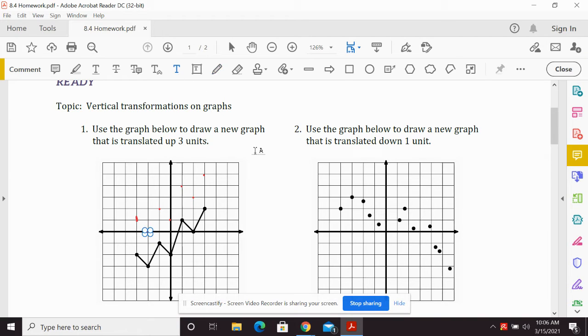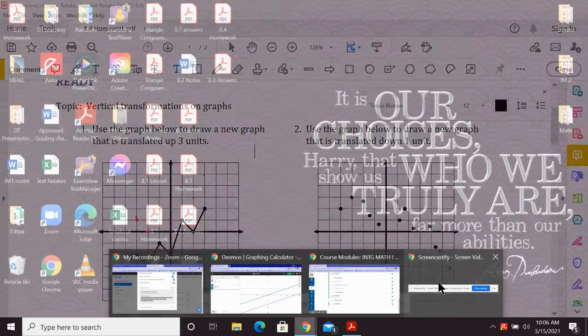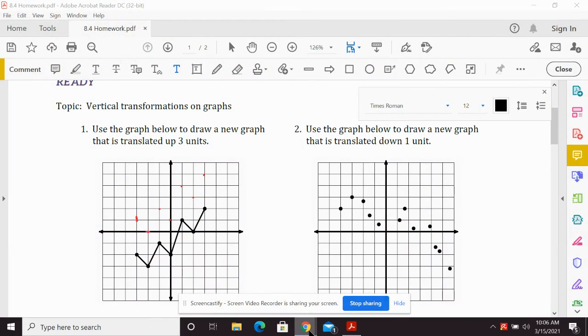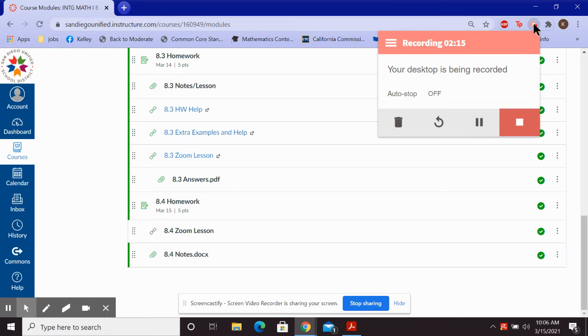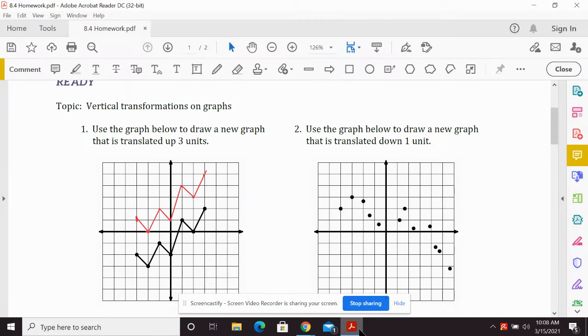Then you have to connect all of your points with a line. Hold on. Let me pause you to do this. I'm going to pause you so I connect all my points. Okay. There. I connected them all with a line, or with lines. All right, so that's number 1.